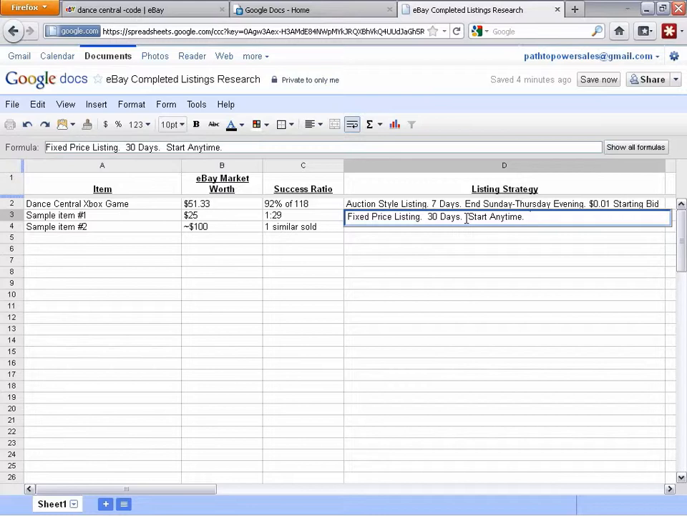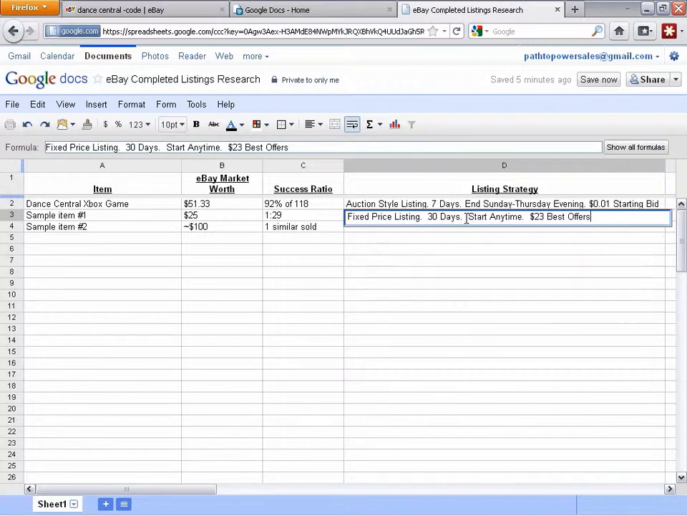Finally, I need to determine the pricing for my listing. As you can see from the completed listing research, this sample product has an eBay market worth of $25. However, we can also see that only 1 out of 30 listings actually sold. So in order to maximize the selling potential of this item, I need to price the item at or below the market worth of the product. In this case, I'm going to list it for $23.